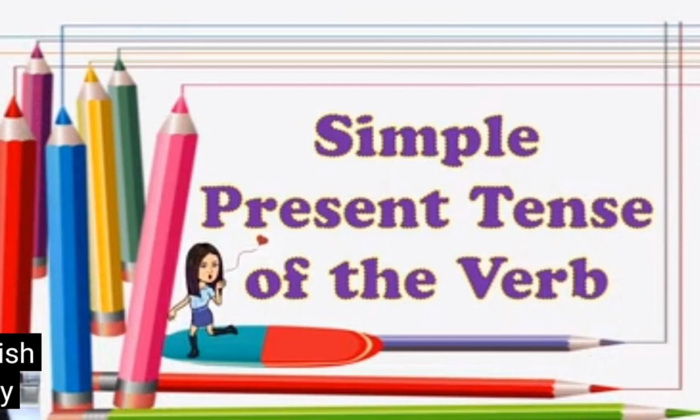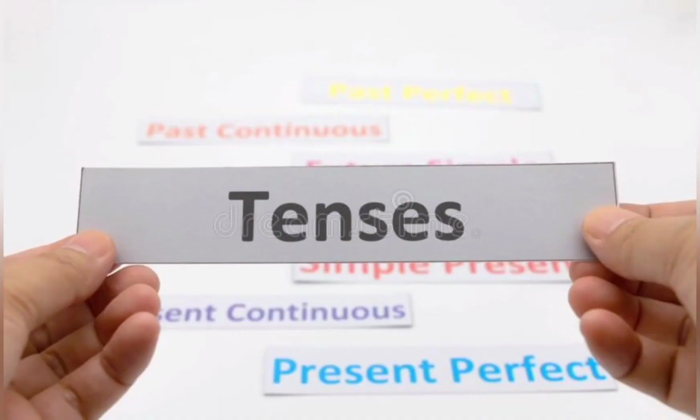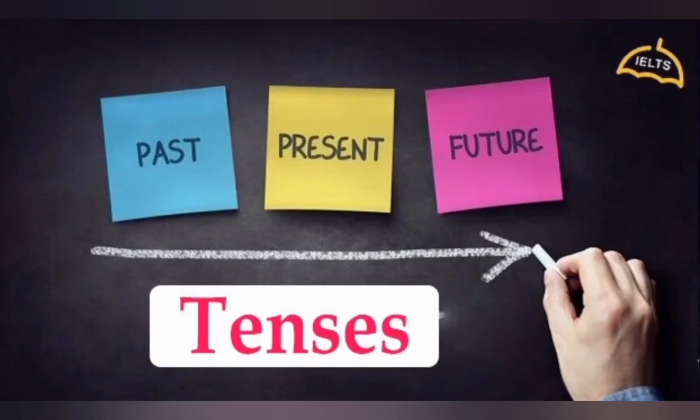It's the simple present tense of verb. Children, before starting this chapter, first we need to know about tense. There are three types of tense. First is present tense, second past tense, and third future tense. One by one, I will teach you about different types of tense.